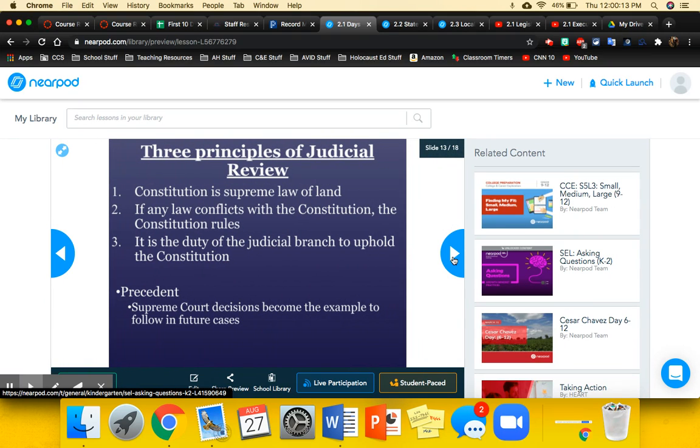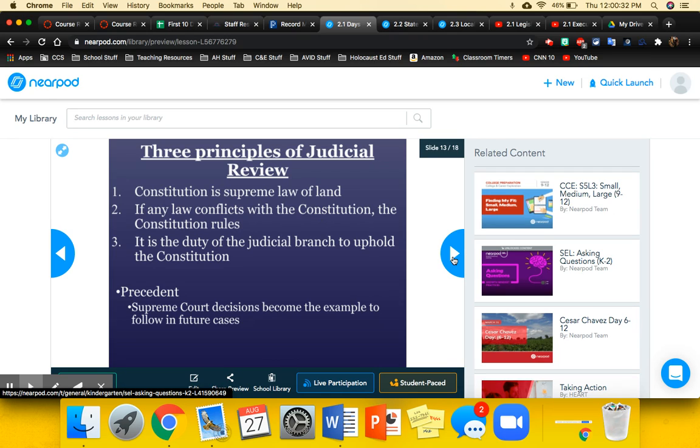There are 3 principles of judicial review. The Constitution is the supreme law of the land. That's the supremacy clause we talked about back in Unit 1. If any law conflicts with the Constitution, the Constitution rules. It's the duty of the judicial branch to uphold the Constitution. Those are the 3 key principles of judicial review.